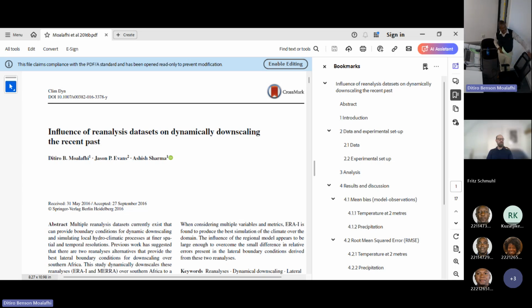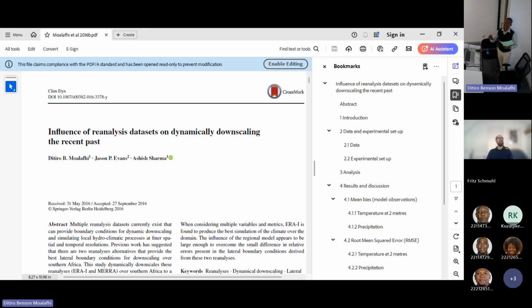And when you look at the title, it says influence of reanalysis data sets on dynamically downscaling the recent past. It doesn't give anything about the findings of the study. So it's a title which is not conclusive. It's a descriptive title, and across the journals, you find that the descriptive title is very, very common.